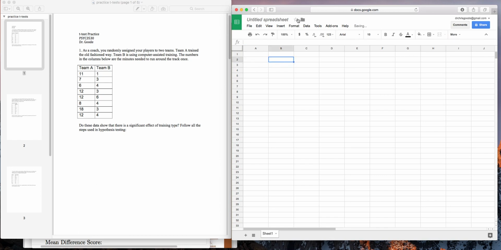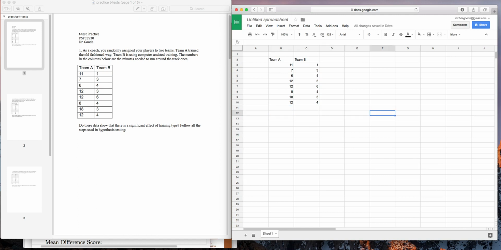Well, as you see, I've got a Google Docs spreadsheet open here, and this works exactly the way Excel does, at least for the functions that we've been using. And so I'm going to set up these columns here, Team A and Team B. And I'm going to input the data first, and then I'm going to walk through all the steps that we do when we're testing a hypothesis. So 11, 7, 6, 12, 12, 8, 18, and 12. And then on Team B, these are minutes needed to run around the track once. And Team A was old-fashioned. Team B is computer-assisted. 1, 3, 4, 3, 6, 4, 3, 4.